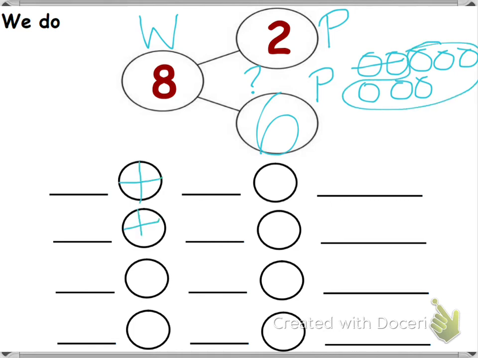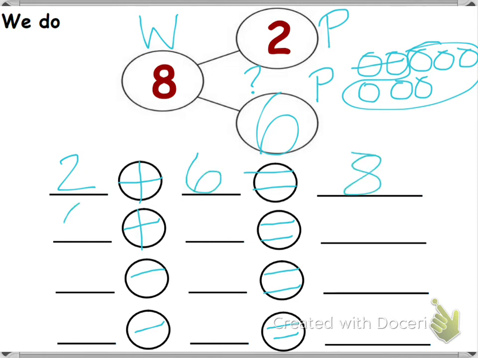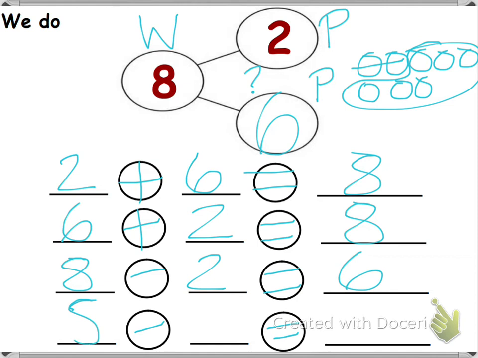So now, write your plus signs, minus signs, and equal signs in these circles. Now let's do the number sentences. Remember, it's your part plus your other part equals your whole whenever you're adding. So 2 plus 6 equals 8. And then switch the parts: 6 plus 2 equals 8. Now subtraction. It's our whole minus our part equals our other part. Then we flip the parts around: 8 minus 6 equals 2.